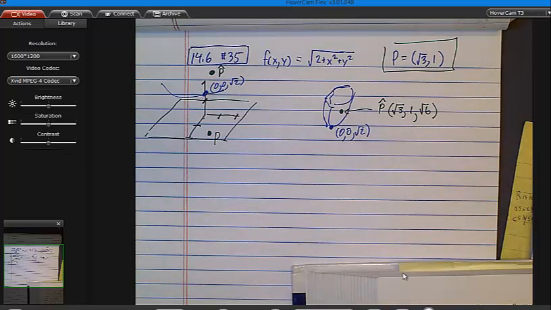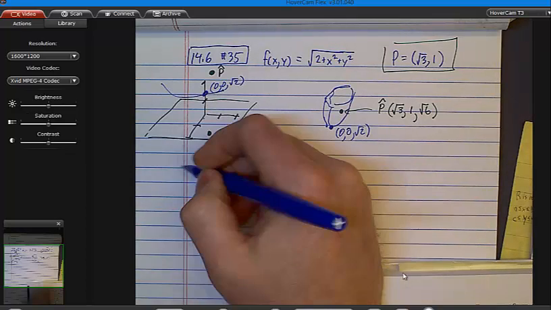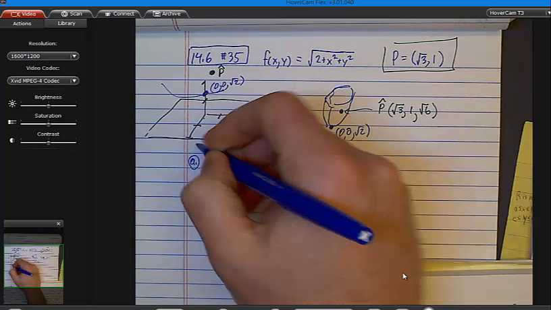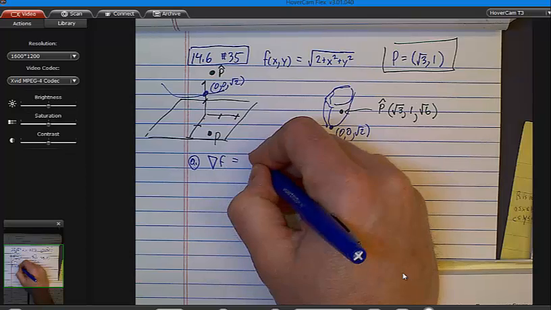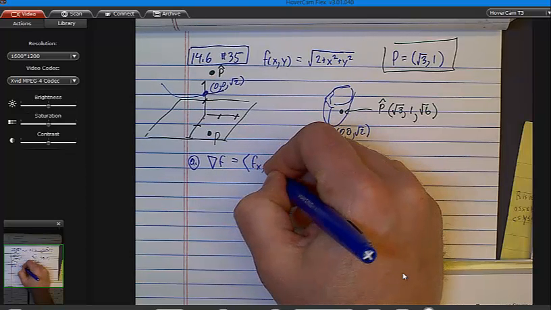We want to compute a few things. So part A asks, let's compute the gradient and evaluate it at P. So remember, the gradient of f is given by f x comma f y.